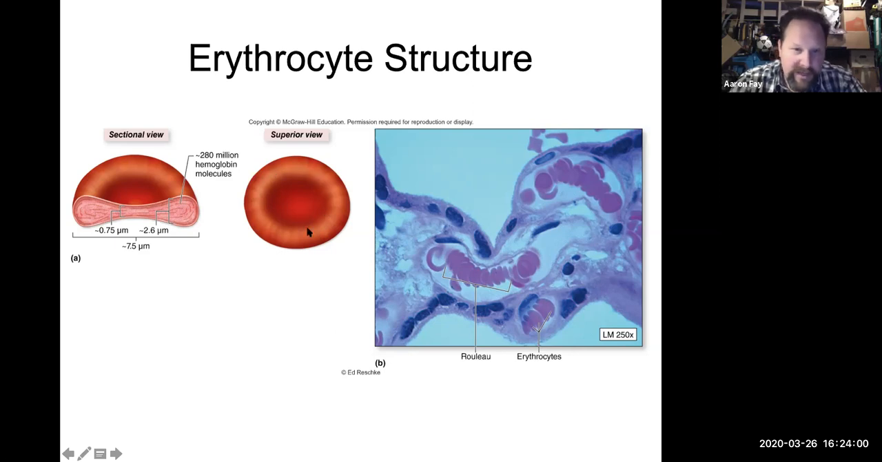So here's the shape of a red blood cell. Notice that it has that concave shape. Why does it have this shape? To make it easier to give off oxygen when it's in the various tissues in the body and to be able to absorb oxygen quickly when it's in the lungs.